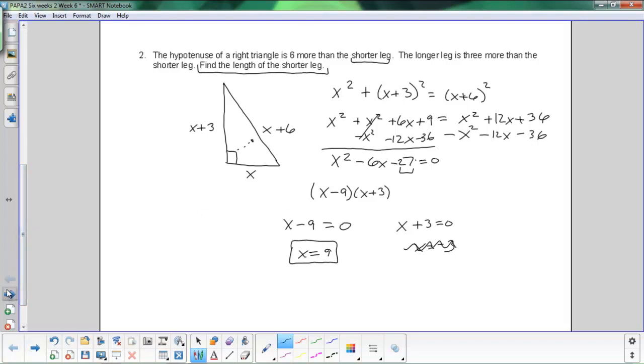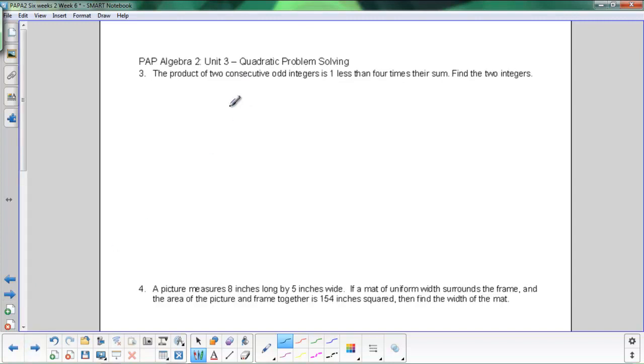Number 3. The product of two consecutive odd integers is 1 less than 4 times their sum. Would you agree with me that 1 and 3 are odd integers? I can determine what my odd integer will be by just valuing my first integer as x and therefore adding the next consecutive integer as x plus 2.